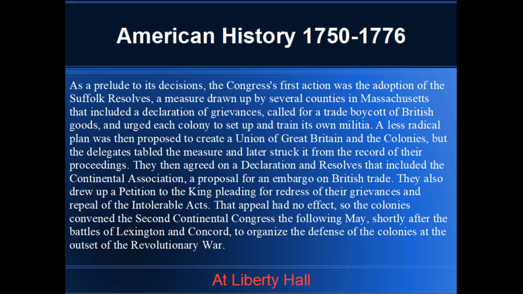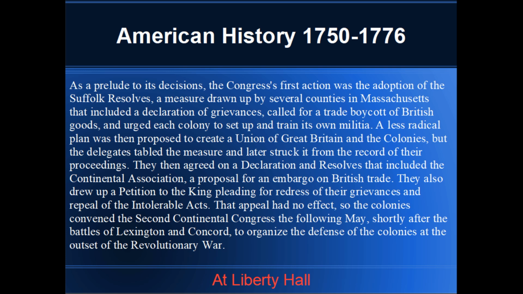A less radical plan was then proposed to create a union of Great Britain and the colonies, but the delegates tabled the measure and later struck it from the record of their proceedings. They then agreed on a declaration and resolves that included the Continental Association, a proposal for an embargo on British trade. They also drew up a petition to the king pleading for redress of their grievances and repeal of the Intolerable Acts.